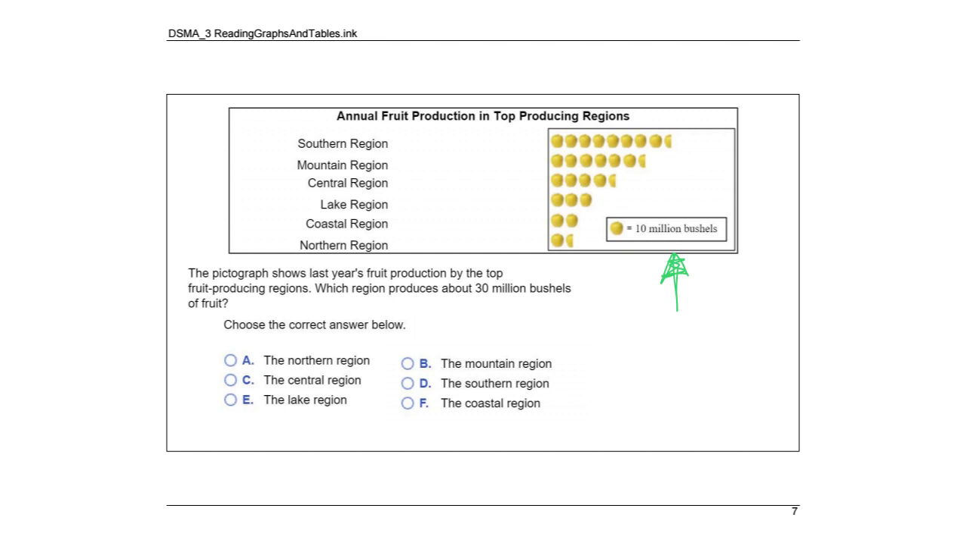And you've got different regions here. You have the southern region, mountain region, central, lake, coastal, and northern. So they want to know, looking at this chart, which region produces about 30 million bushels of fruit. So if 1 apple is 10 million bushels of fruit, we would need 3 apples, right, to be 30. So that looks like it's the lake region here. Lake region has 3 apples. Coastal has 2 below it, and above the central has, what, 4.5 apples. So 45 million bushels. So we're going to go with lake. Just a different way of showing data.